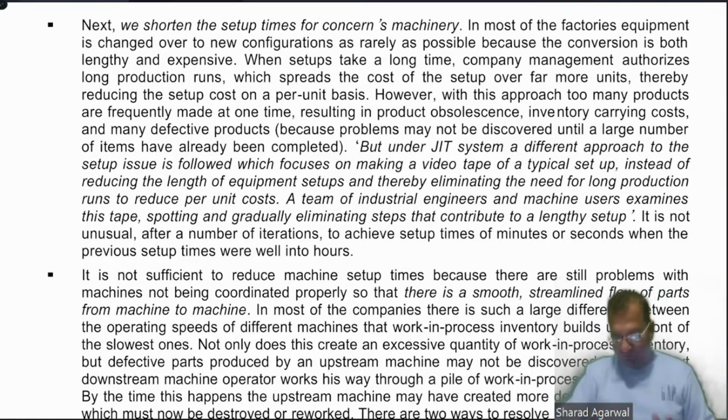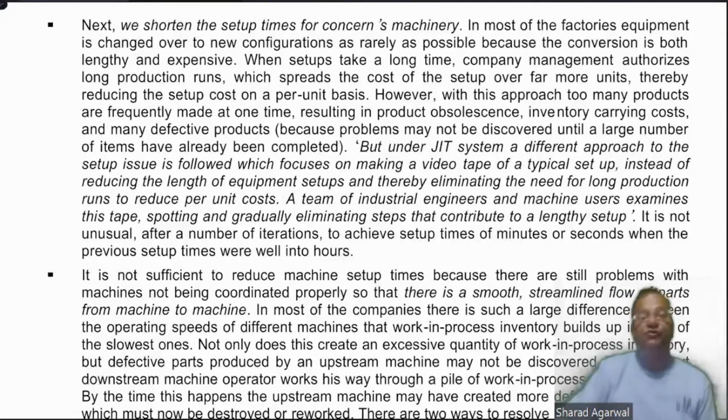Okay, beta, you read the same. The word iteration means trial and error. Okay, now let's take a break of 15 minutes, beta. Then we will do one thing.